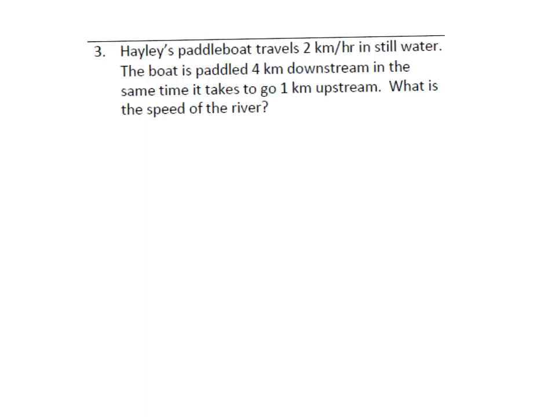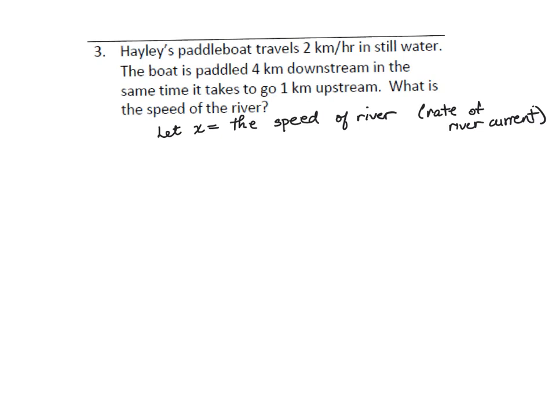This is number 3 on the worksheet. It says Haley's paddle boat travels 2 kilometers per hour in still water. The boat is paddled 4 kilometers downstream in the same time it takes to go 1 kilometer upstream. What is the speed of the river? So let's write down that let X equal, this is what we're finding, the speed of the river, which is understood to be the rate of the river current.